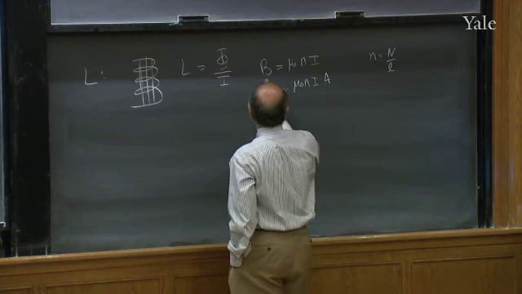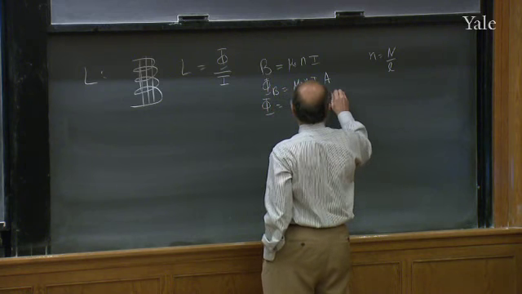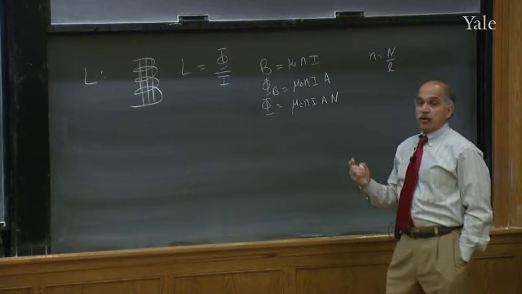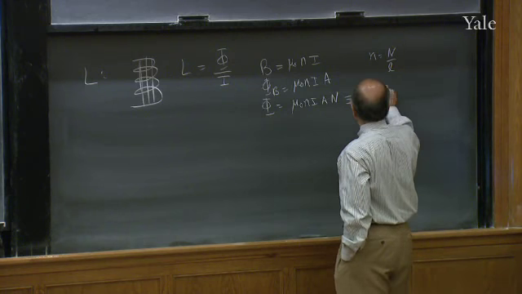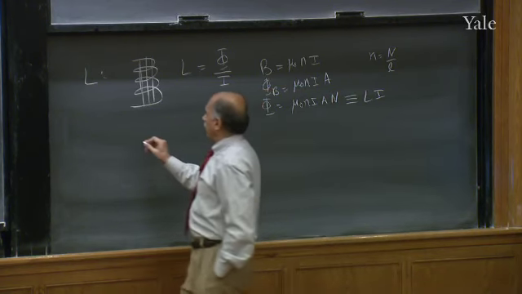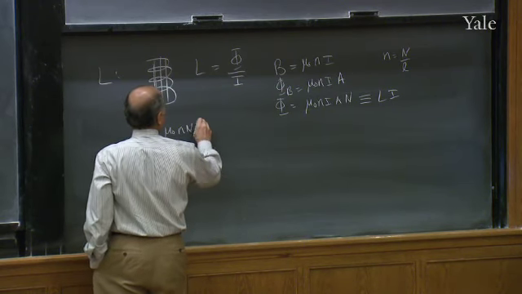But the flux linkage is mu 0 little n I a times big N, because every loop of the coil links with its own flux. But that is by definition L I. You can see then L is equal to mu 0 little n big N a.